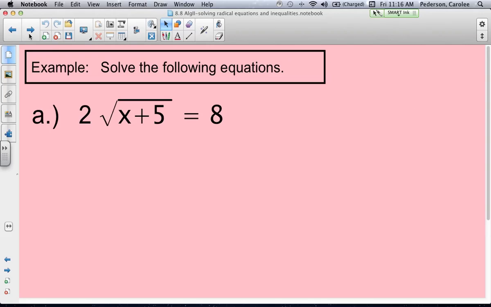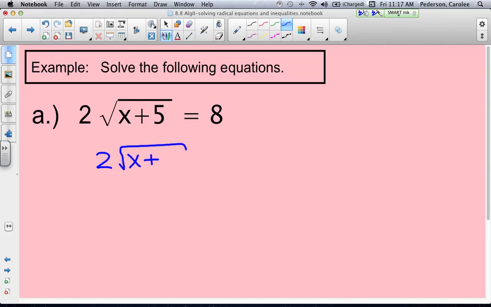So here's our first example. We want to solve this equation for x. So we want to undo pieces. The first example is 2 square root of x plus 5 equals 8. The first thing we want to undo is that 2. What the 2 is doing to the square root, it is multiplying it. So to undo it, we're going to divide.